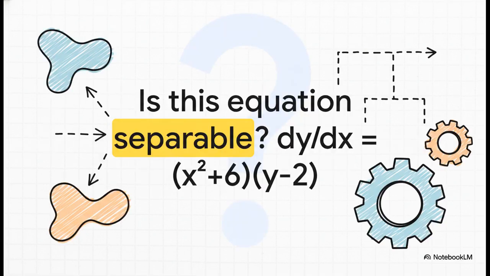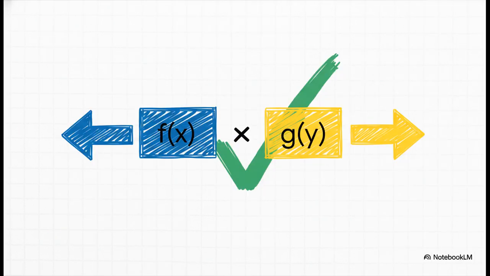All right, round 2. How about this one? Does this equation fit the pattern we're looking for? Yes, this one is a perfect match. See, we've got a function of x, that x squared plus 6, and it's multiplied by a function of y, the y minus 2. This is exactly what we're looking for. It's a perfect candidate for our separation strategy.